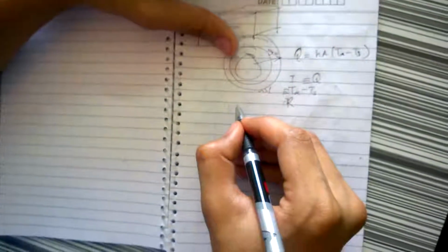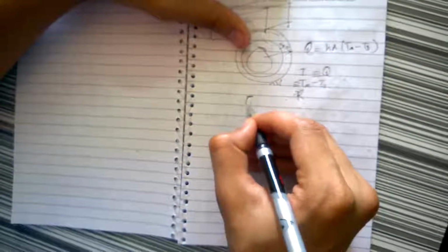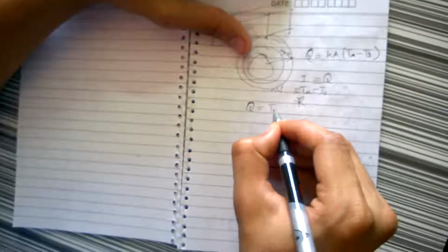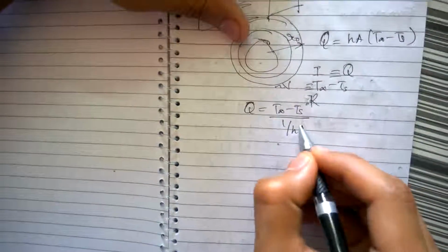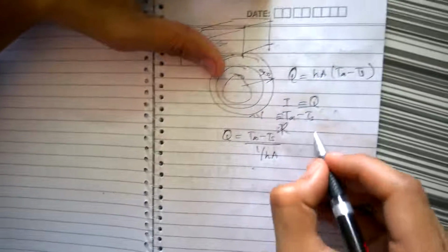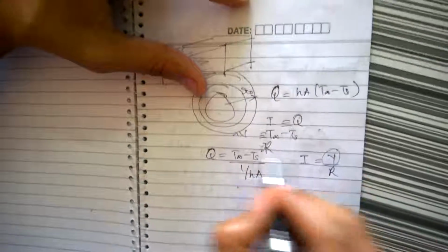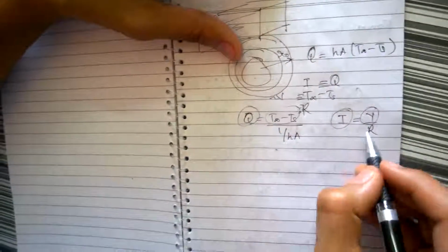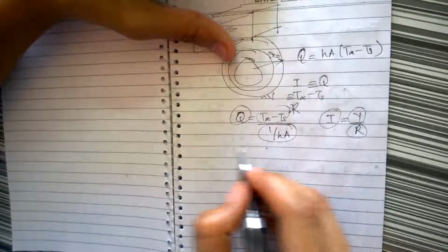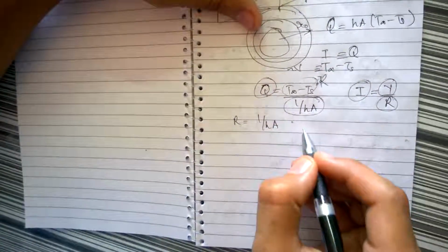So if I say Q equals (T infinity minus Ts) divided by 1 by h A, this is nothing but my resistance, because my current I is equal to V by R, right? So V is my potential, the same as the temperature difference, I is the same as heat, and R will be the same as this term. So my R is given by 1 by h A.